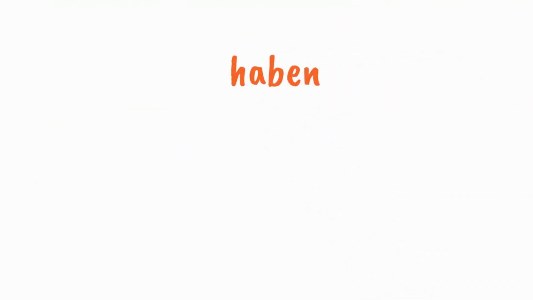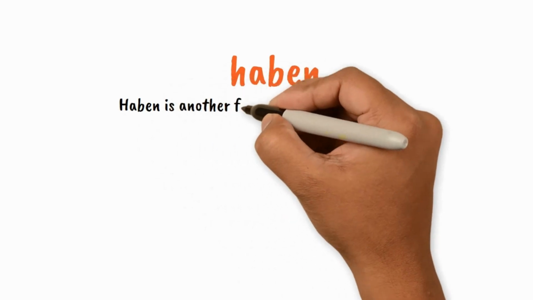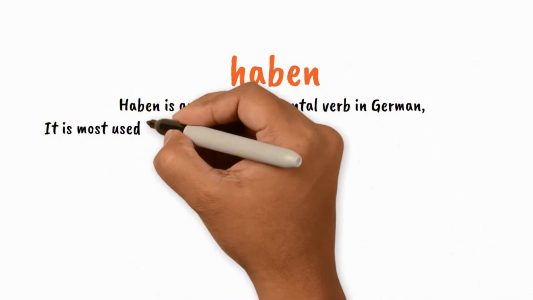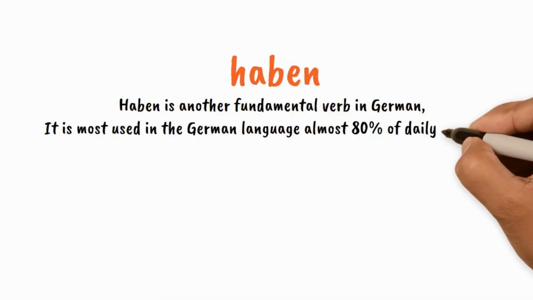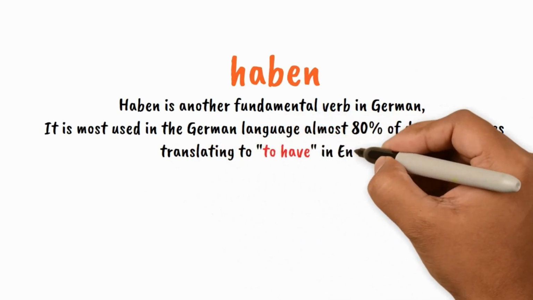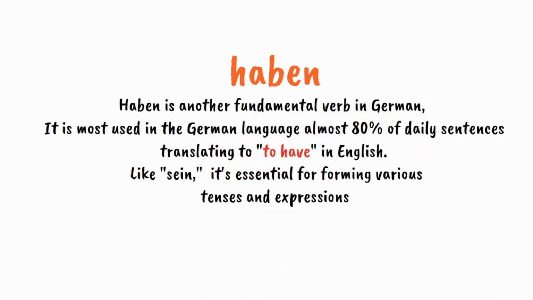Second verb, haben. Haben is another fundamental verb in German. It's the most used verb in the German language, appearing in almost 80% of daily sentences, and it translates to have in English. Like sein, it's essential for forming verb tenses and expressions.